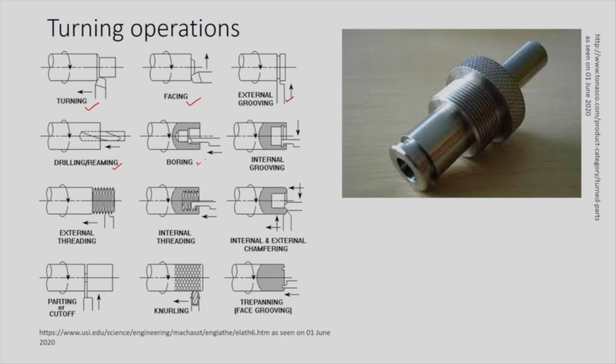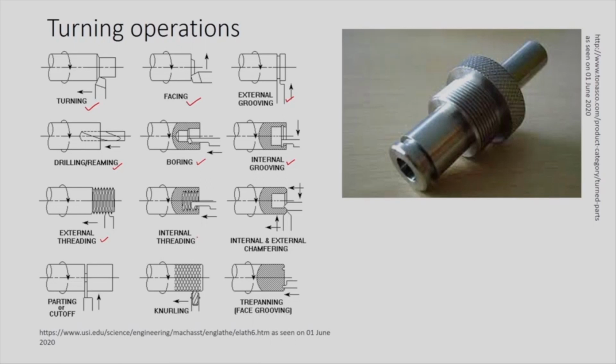To enlarge the already drilled hole or to manufacture the higher diameter internal holes, that we call boring operation. To manufacture grooves inside the drilled hole or inside the bored holes, that we call internal grooving. Threading operation is to manufacture a helical groove on the outside surface. To manufacture a helical groove inside a bored hole or a drilled hole, that is the internal threading.